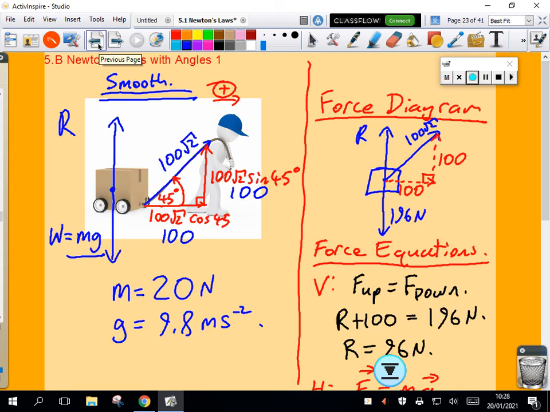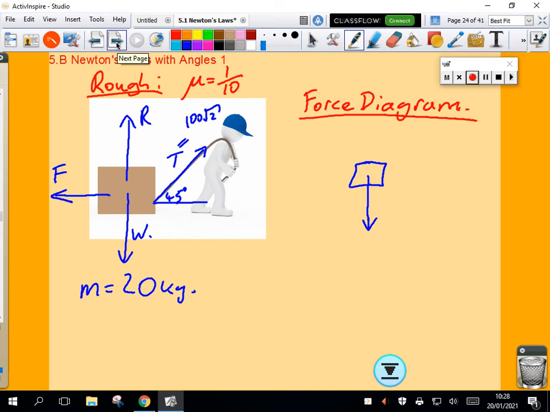Oh, there we go. There's an error. Mass of a box. I said 20 newtons in the previous example. Mass, of course, that should be kilograms. Apologies. M is equal to 20 kilograms. g I'm going to assume to be 9.8 meters per second squared.